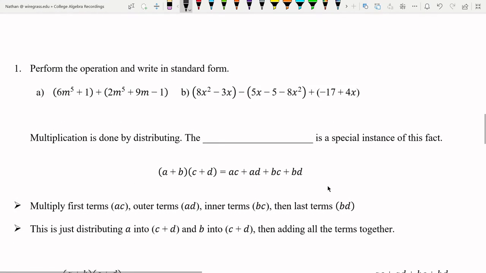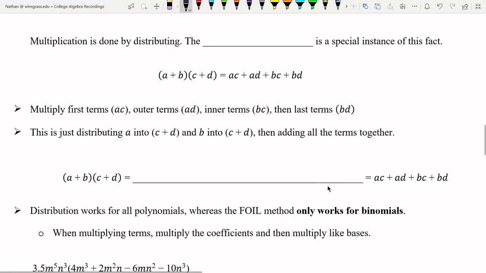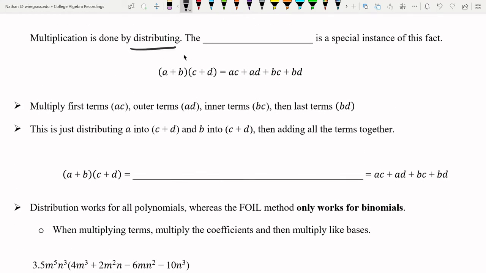Now, multiplication of polynomials is done by distributing. This is an important idea that I want you to understand. Now, the FOIL method, if you've heard of the FOIL method before, first, outer, inner, last, this is just a special instance of multiplication of polynomials. In this case, the FOIL method works for a binomial times a binomial. The first is going to be a times c, the outer is going to be a times d, the inner is going to be b times c, and the last is going to be b times d.